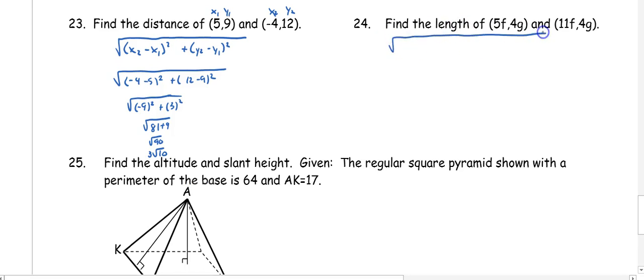In 24, we're doing the same thing, but now we have variables with it. So we would have the square root of 11f minus 5f squared plus 4g minus 4g squared. So 11f minus 5f is 6f squared. 4g minus 4g is 0 squared. So we would be left with the square root of 6f squared. Now, the square root and squared are inverse of each other, so they cancel out. We'd be left with 6f.